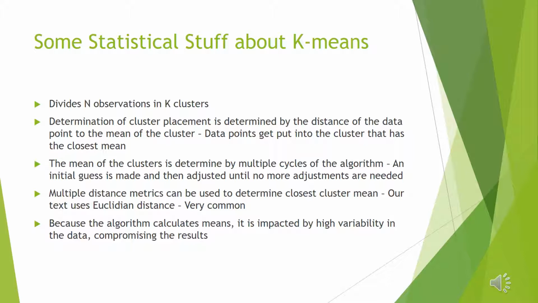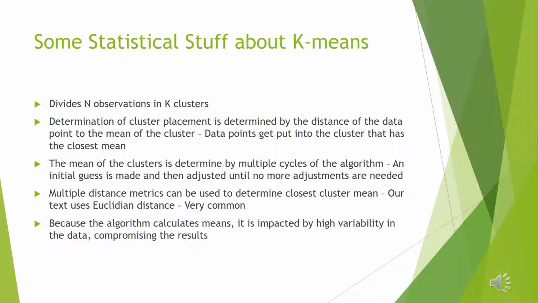The mean of the clusters is determined by multiple cycles of the algorithm. The algorithm is going to pass through the data and start to identify what those groups are, and calculate what the means of each of those groups should be. And then it's going to continue to cycle through over and over again to make increasingly small adjustments to those cluster means, so that it can become as accurate as possible and identify as accurately as possible which data points should be associated with each of those cluster means. The algorithm will stop when there are no more adjustments needed.